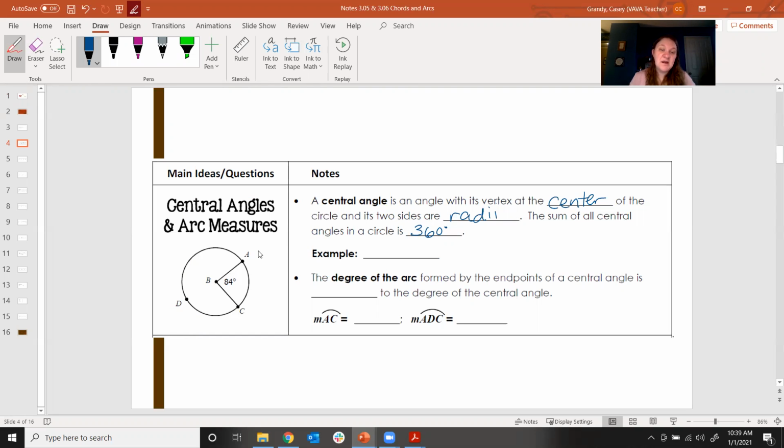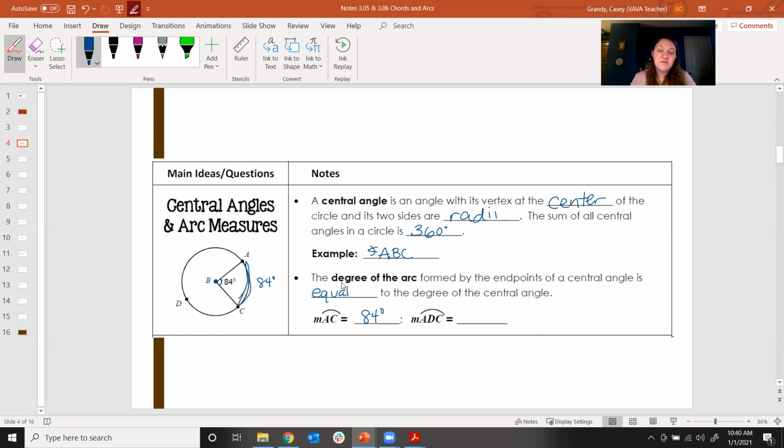So in my picture over here, angle ABC is a central angle. B is the center of the circle, and so the angle ABC, its vertex is B, the center. We call that a central angle. The degree of the arc formed by the endpoints of a central angle is equal to the degree of the central angle. So what that means is since this angle is 84 degrees, that means the measure of the arc is also 84 degrees. We measure arcs in degrees. So the measure of arc AC is 84 degrees.